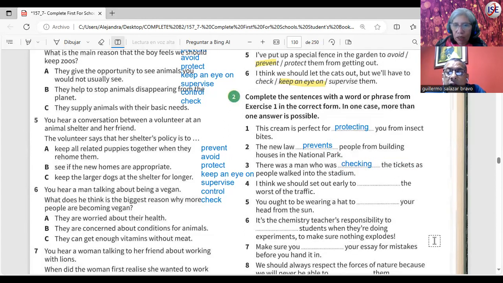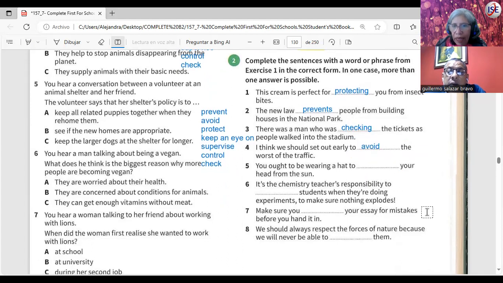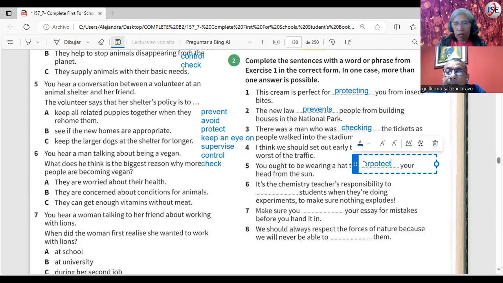I think we should set out early to avoid the worst of the traffic. To avoid. You ought to be wearing a hat to protect your head from the sun. To protect your head. Protect.